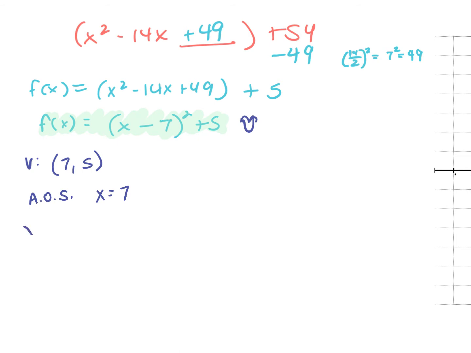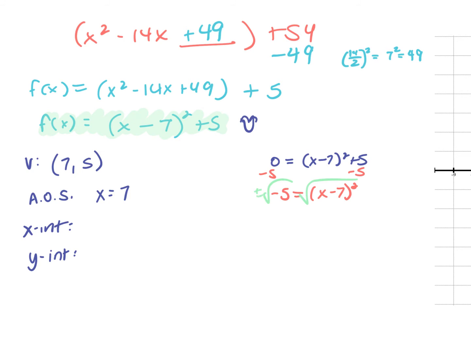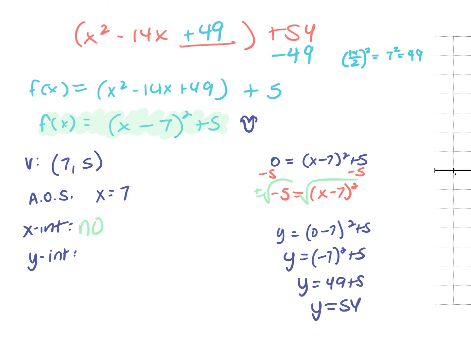Okay, now let's try our intercepts. X-intercepts, Y-intercepts. So my x-intercept, I'm going to say 0 equals x minus 7 squared plus 5. Subtract the 5. Square root. What happens when I square root a negative 5? It's imaginary, which means it's not possible. There are no x-intercepts. Y-intercept. Y equals 0 minus 7 squared plus 5. Y equals negative 7 squared plus 5. 49 plus 5. 54.